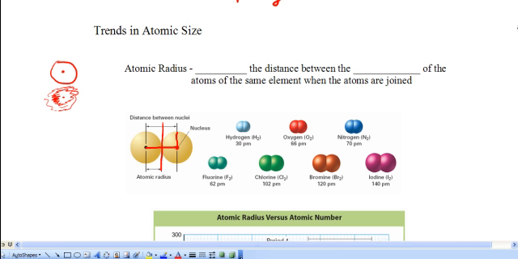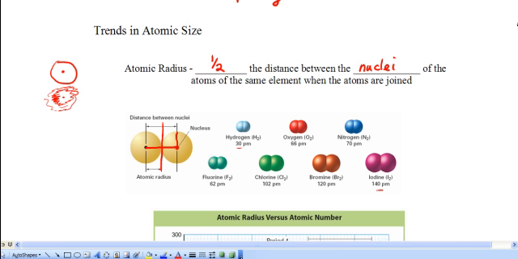So, once again, the atomic radius is going to be 1/2 the distance between the nuclei of the atoms of the same element when the atoms are joined. Okay? And so you can see how small these things are. 30 picometers for hydrogen, up to 140 picometers for iodine. That's incredibly small. All right? Now, we're dealing with repeating trends. What happens to the size of the atoms as you move from left to right and down the periodic table?